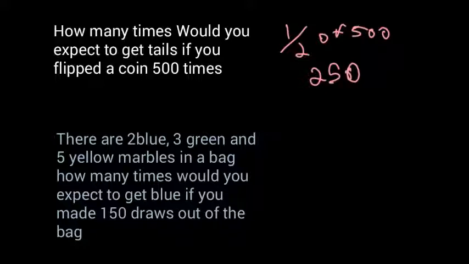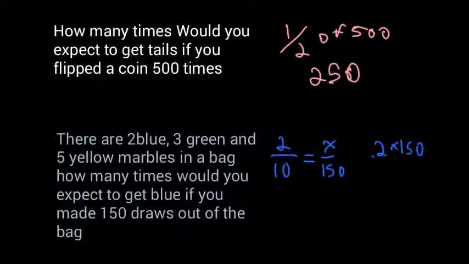Next, there are 2 blue, 3 green, and 5 yellow marbles in a bag. How many times would you expect to get blue if you made 150 draws out of the bag? Obviously, there's not 150 marbles in the bag, so we have to replace the marble after we draw one out. So, in this case, we have 2 blue out of 2 blue, 3 green, that's 5, and 5 yellow, so that'd be 10 marbles. So 2 out of 10 equals x over 150 if we're doing proportion. If you're doing multiplication with decimals, that'd be 2/10 times 150.